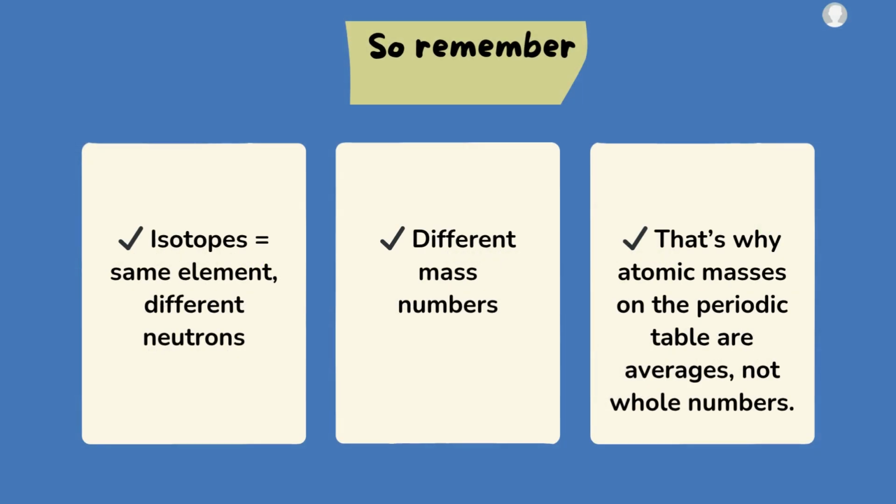Let's recap what we learned. Isotopes are the same element with different numbers of neutrons. They have different mass numbers. That's why the atomic masses on the periodic table are averages and not whole numbers, so they are written in decimals.